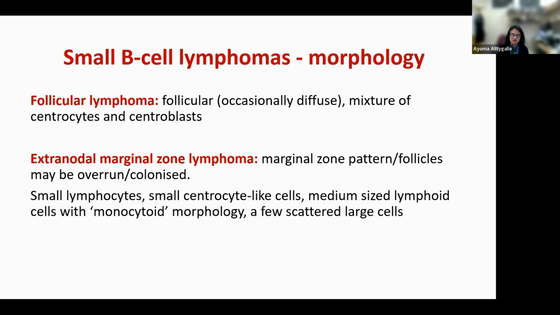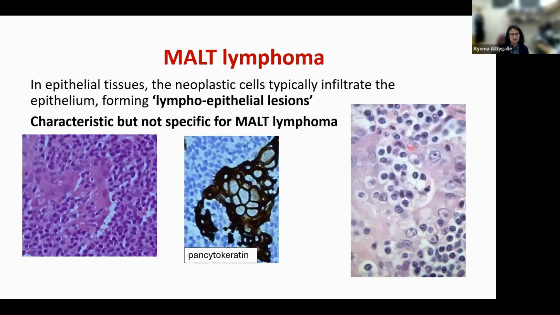So in extranodal marginal zone lymphoma, you can see a nice marginal zone pattern, but the follicles may be overrun and colonized, and this can be quite difficult then to differentiate. So with small lymphocytes, you can see small centrocyte-like cells, you can see medium-sized lymphoid cells with a monocytoid morphology, and a few scattered large cells.